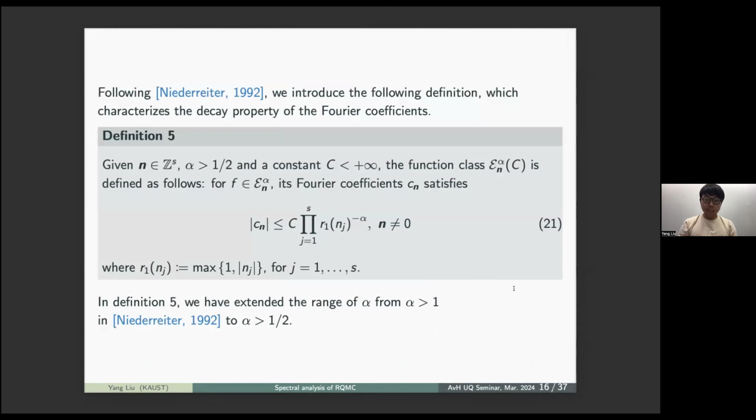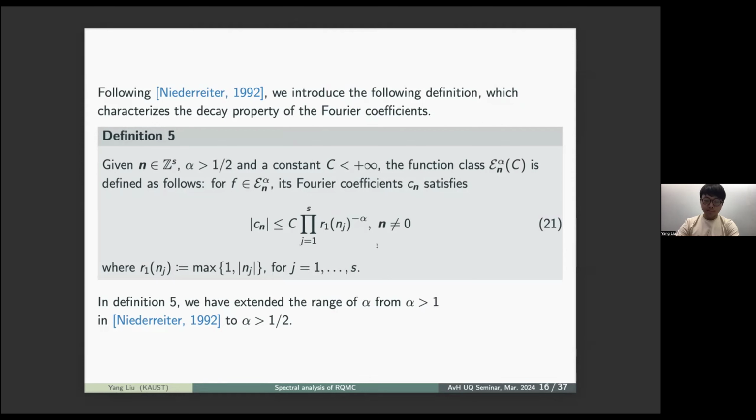So now we want to characterize the decay of these Fourier coefficients. Niederreiter introduces this function class E alpha. Given a constant, this Fourier coefficient is bounded by the product of r1 of nj to the minus alpha. nj is the frequency in the jth dimension, and r1 is the maximum of 1 and the absolute value of nj. This is to avoid that some of these frequencies become 0. So you have this decay.